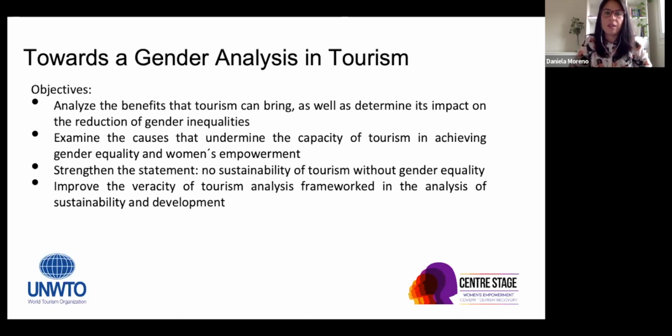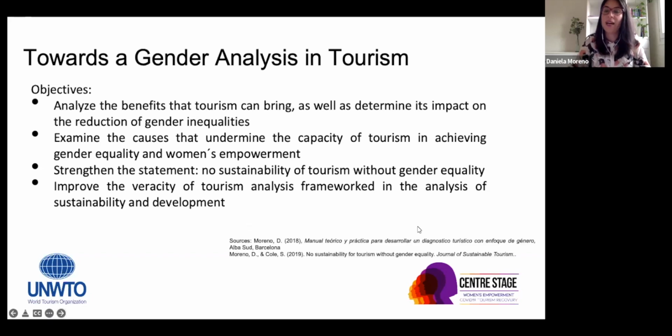Then the third objective is to strengthen the statement: no sustainability of tourism without gender equality. This is a very important statement that I would like to highlight today. I truly believe in this statement because I have seen that when gender equality is not included in tourism, we are not going to reach sustainable indicators at all, from a quantitative, but also from a qualitative point of view, right? So we have to put forward all this.